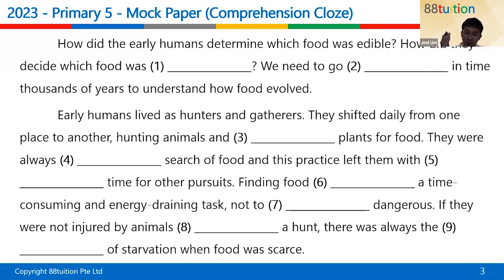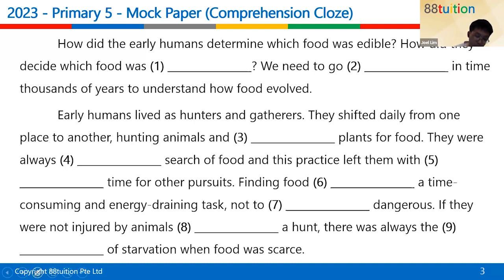And then now I can start thinking about what words I can use, what vocabulary I can use with regards to food or searching for food or finding out what's poisonous and what's not. And then I can start putting in words for my questions here. So like the first one, right? How did the early humans determine which food was edible? How did they decide which food was?